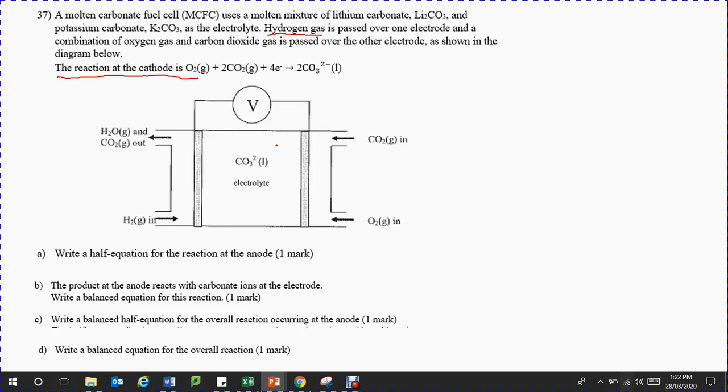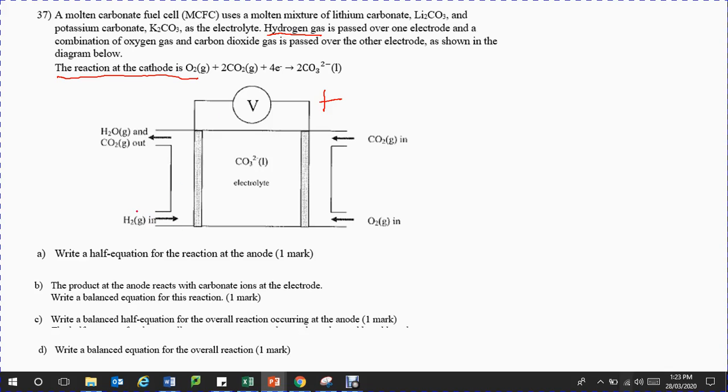Then if we go down and have a look at our diagram, when I'm having a look at the diagrams, I like to annotate them as I'm going, just to help me understand what the question's asking. So if I have a look at my diagram, I know from this equation that this is the reaction occurring at my cathode. So I've got oxygen and the carbon dioxide. Over here on my right, I've got my carbon dioxide and my oxygen coming in. So this side is my cathode, it's positive.